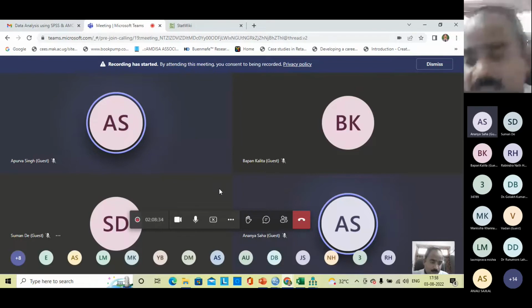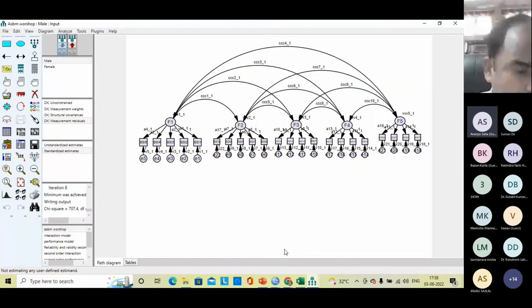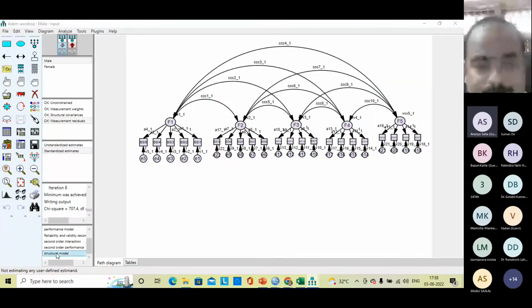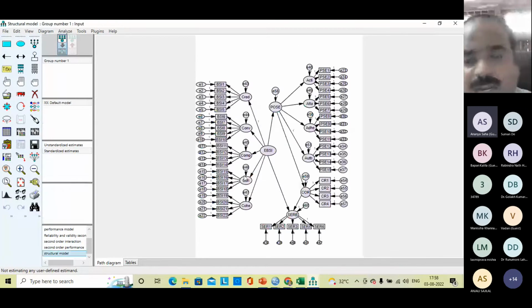And this is today's summary. Over to all of you, if you have any doubt. This model is not there with you, but I will go to the structural model. Look at the structural model of my research work, along with one of my scholars. This is the structural model. The same thing you can do for the structural model also. You can operate, and thereby you will get this particular path value.